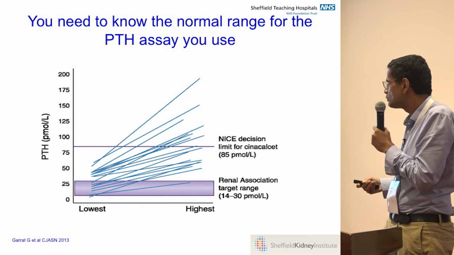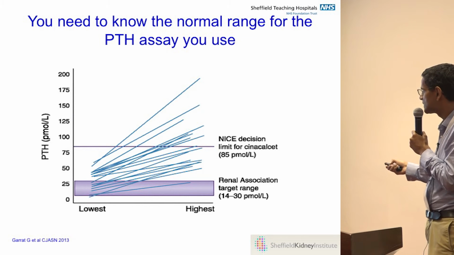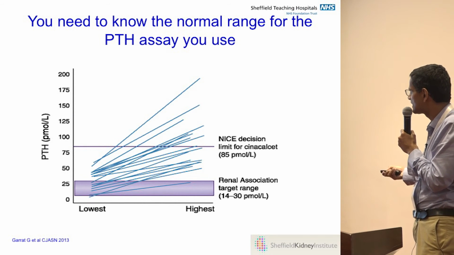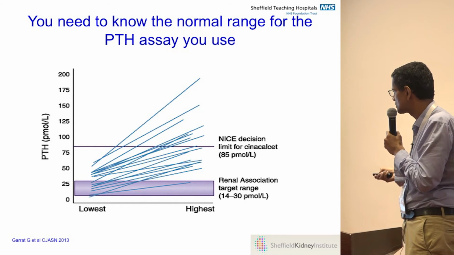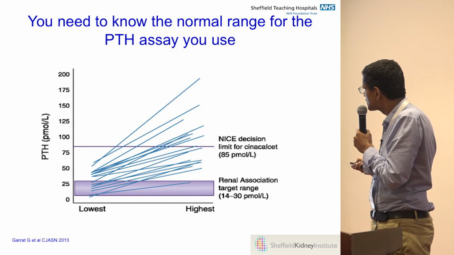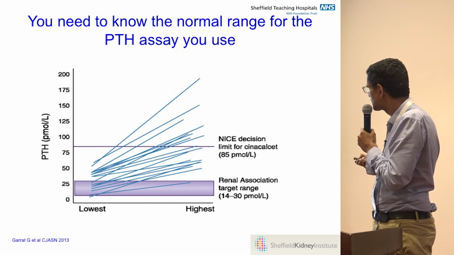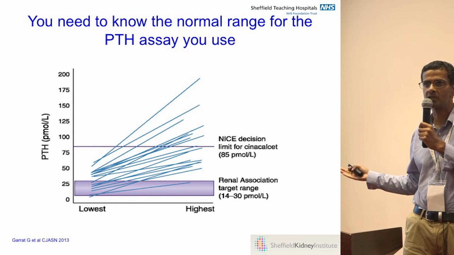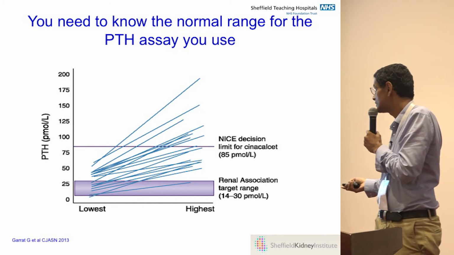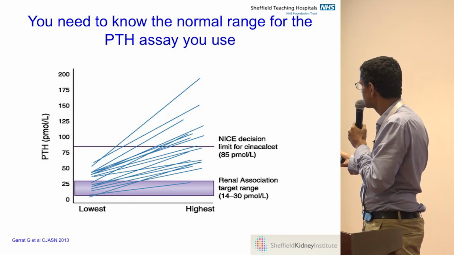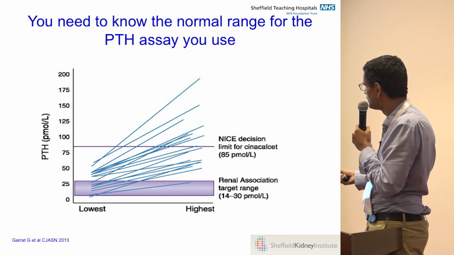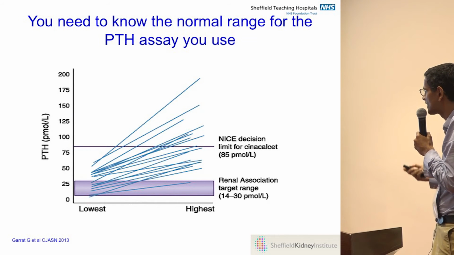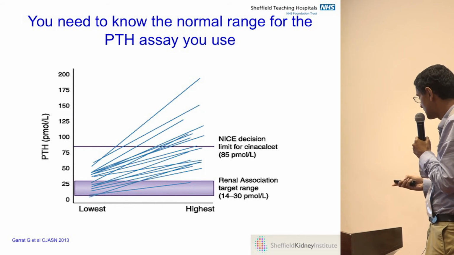Okay? So when you get guidelines, so this is NICE, which is a guideline body in the UK, and the Renal Association, also a guideline body in the UK, giving absolute values for clinical decision making for PTH. It doesn't make sense because it will vary from hospital to hospital depending on the assay you use. So this patient could get cinacalcet, or depending on the assay you use, doesn't get cinacalcet. So it really doesn't make sense to have guidelines that are based on absolute values.